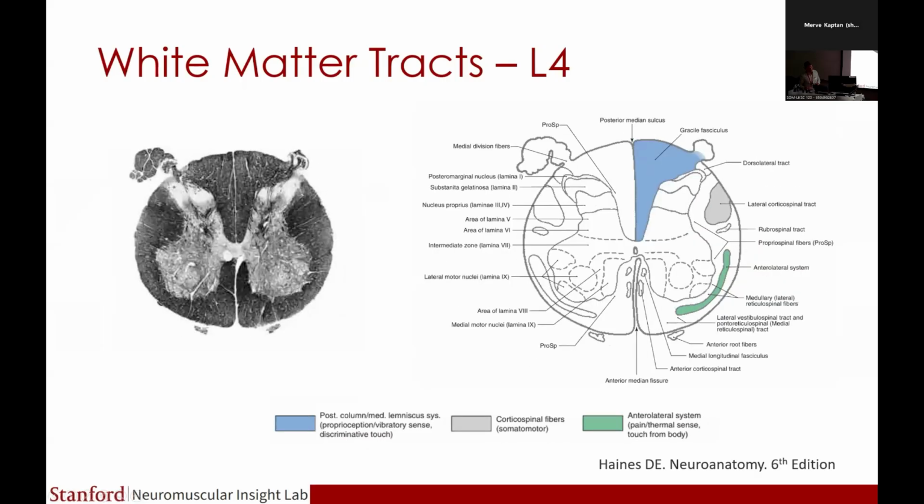And then if we come down to the L4 spinal cord segment, again you see a much larger area of gray matter in the center, as well as the surrounding tracts. And here you can actually see some of the tracts are gone. We no longer have the cuneate fasciculus, which is more for the upper limb, and in the lower lumbar spine we just have the gracile fasciculus. Overall their organization is kind of the same, but also changes.